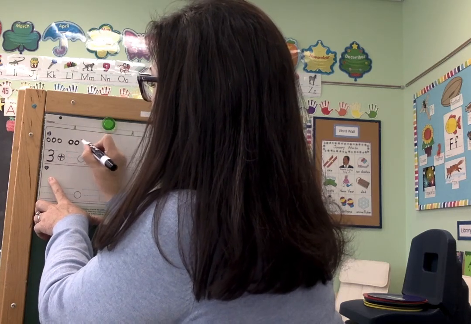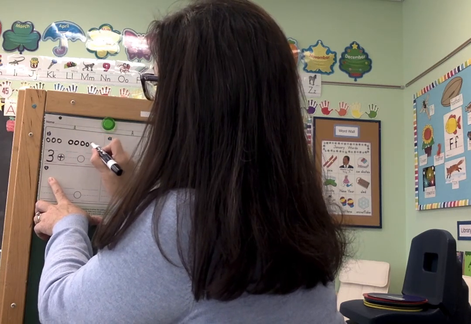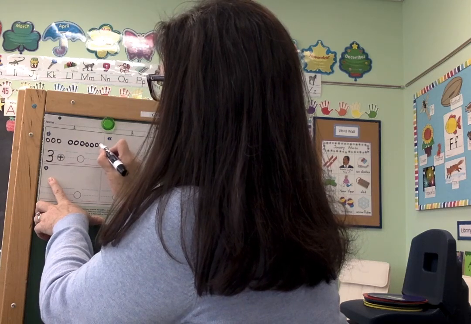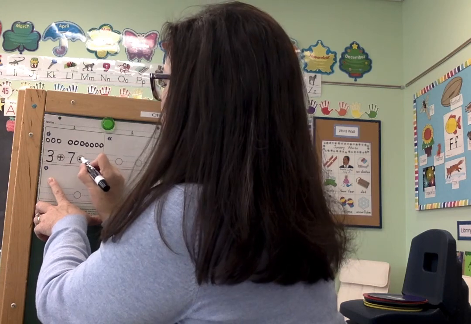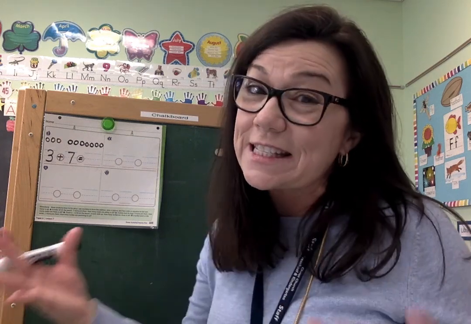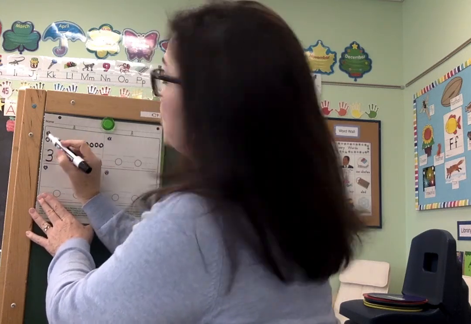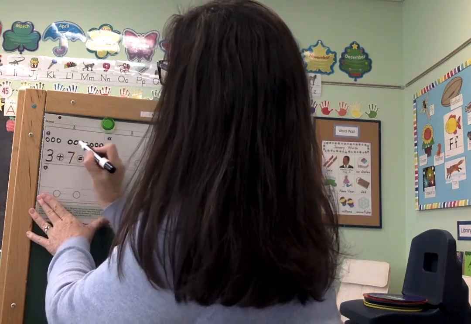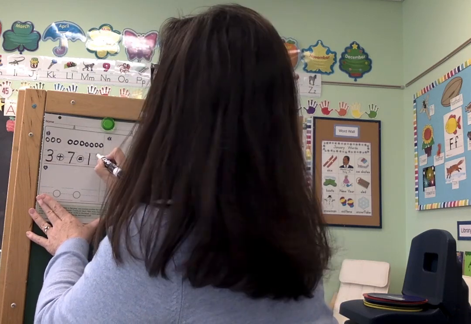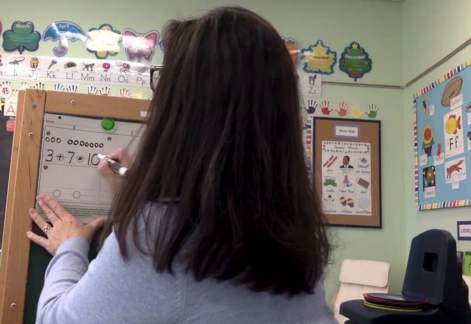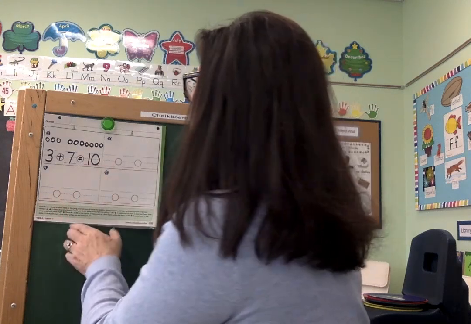1, 2, 3, 4, 5, 6, 7, I'm going to write that number so I don't forget it, equals. Now I have to figure out how many I have in total. But you should know from our combinations of 10, 3 and 7 partner up to make what number? Let's see. Count all your counters. 1, 2, 3, 4, 5, 6, 7, 8, 9, 10. We should have known that because we know 3 plus 7 equals 10. It's a combination of 10. All right, moving to number 3.